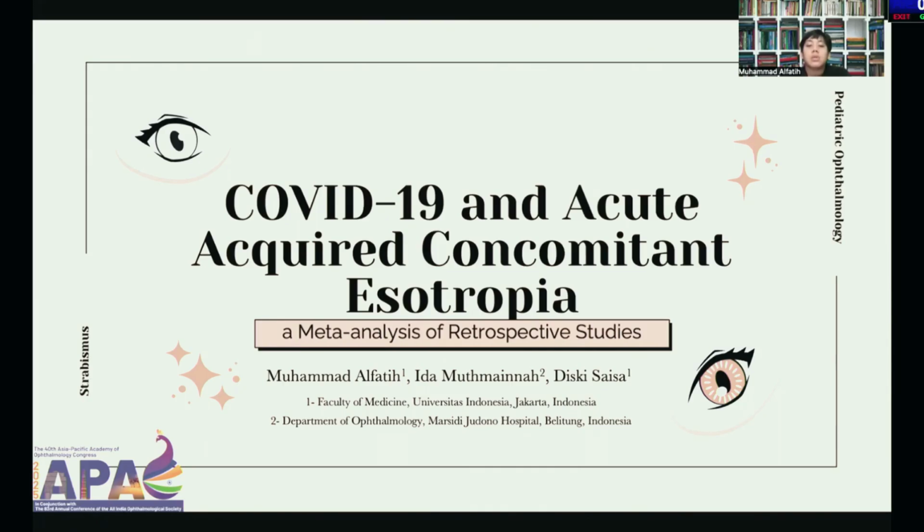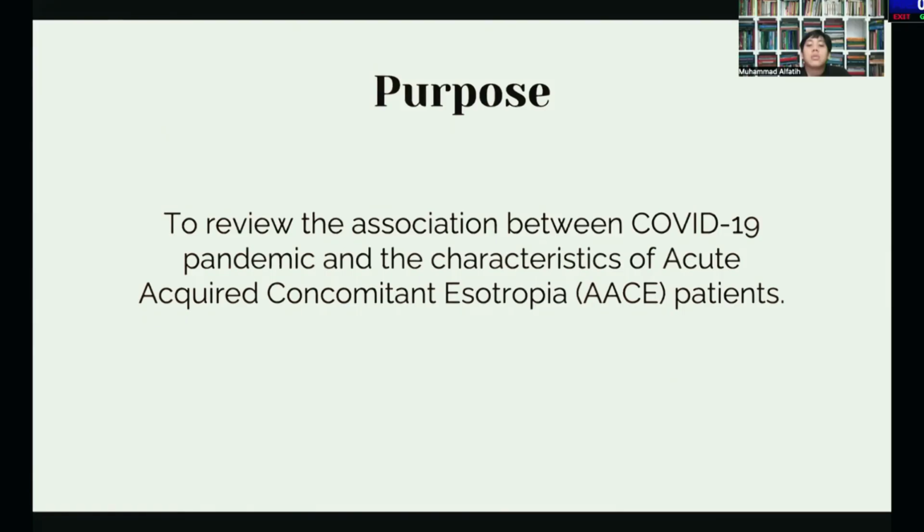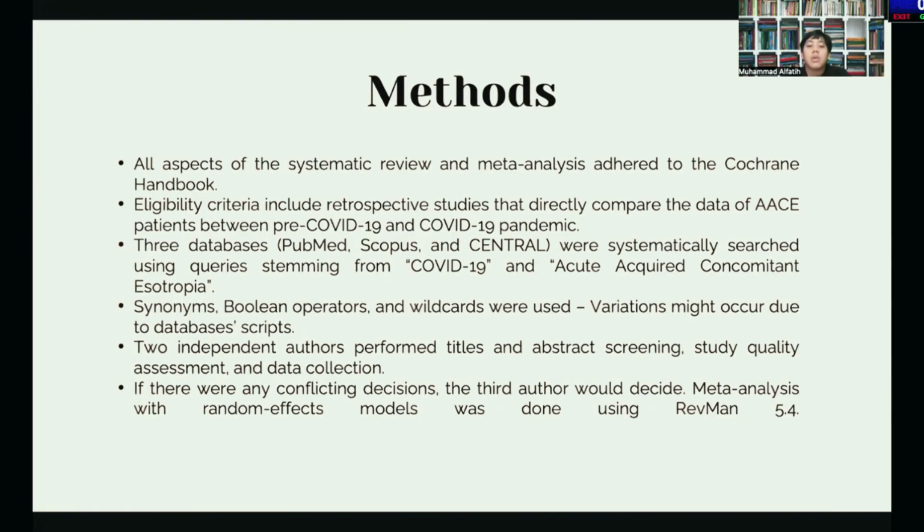So this is my presentation about COVID-19 and acute acquired concomitant esotropia. I conducted this study as a meta-analysis of retrospective studies published in the literature with some of my colleagues. The purpose is to review the association between the COVID-19 pandemic and characteristics of acute acquired concomitant esotropia patients. Methods: all aspects of the systematic review and meta-analysis adhered to the Cochrane Handbook, and the eligibility criteria include studies that directly compare the data of AACE between patients in the pre-COVID-19 and COVID-19 pandemic era.